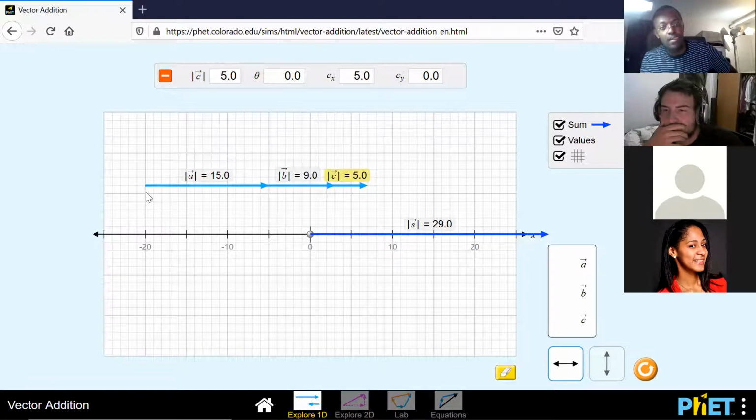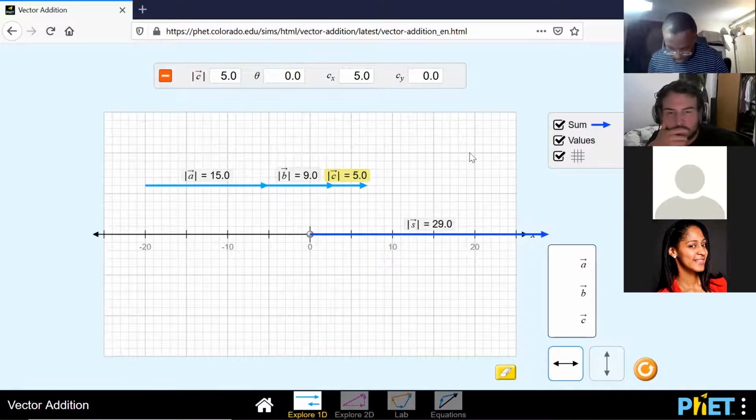And you see that the sum of the three, which is this light blue line, has exactly the same length as the vector S, which is the dark blue line. They have the same length, and they point in the same overall direction toward the positive x-axis. Therefore, they are the same vector. So that's why the sum is 29, whatever the units are.